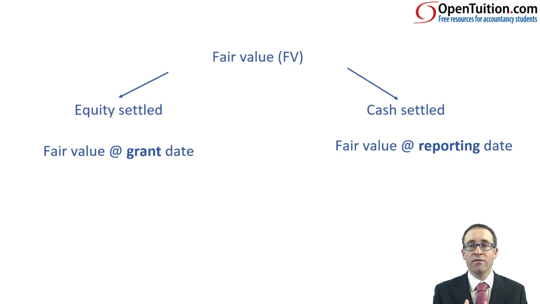Once you know which fair value you're using, you can then go through and take that fair value, spread it over the vesting period based upon the number of employees that we expect to exercise that option. So what we'll do in the following videos, we'll start to play around with some of the numbers within some of the specific examples to do with equity settled and cash settled share-based payments.